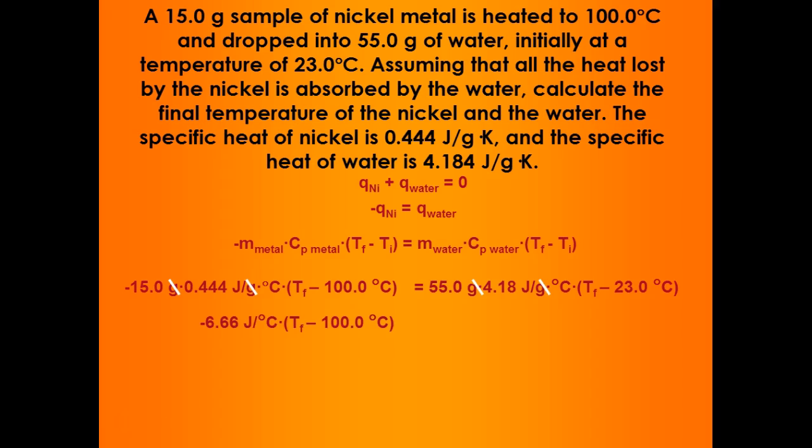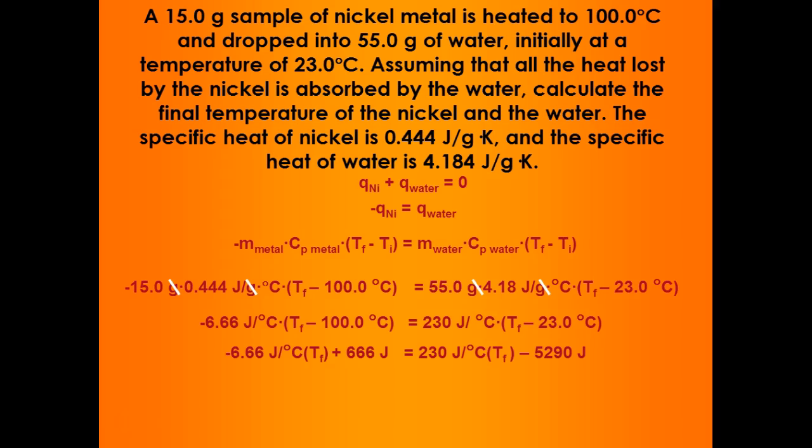So negative 15 times 0.444 gives me negative 6.66 joules per Celsius. The T final minus 100 stays put. I'm going to multiply 55 times 4.18 to give me 230 joules per Celsius. Again, T final minus 23 degrees stays put. I distribute through the constants on both sides, and that gives me what you see there. The negative 6.66 was multiplied through to TF as well as to the 100. When it was multiplied through to the 100, the Celsius canceled. The same thing occurred on the right side between 230 joules per Celsius and the 23.0 degrees Celsius.